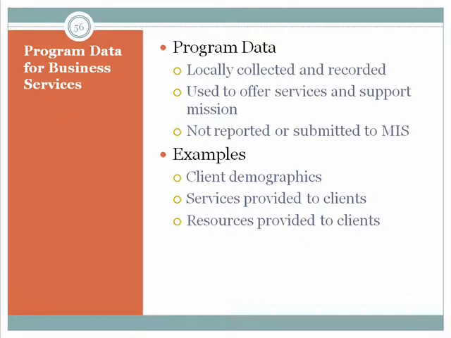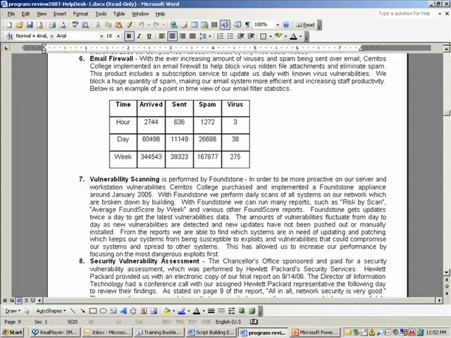As we have seen previously, program data are locally collected and recorded, used to support your program's mission, and generally not reported or submitted to MIS. Examples of program data for business services units include client demographics, services provided to clients, and resources provided to clients. What you are seeing here is a part of the IT department's program review report. In the report, they use several types of program data, such as locally collected statistics, internal documents, and archival data, to describe unit characteristics as well as services that they provide to clients.